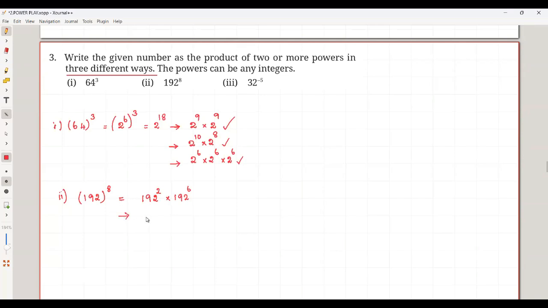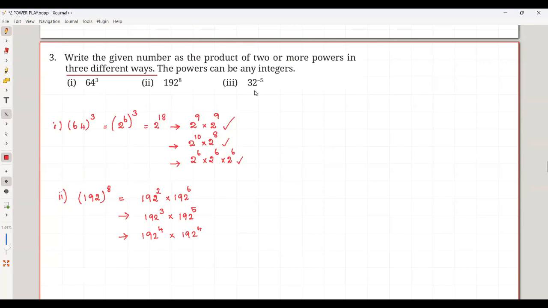Next I can write it as 192 power 3 plus what? So 5. 3 plus 5 is 8. I can also write it as 192 power 4 into 192 power 4. So like this you can write in many different ways. Right, so now the second question is over.